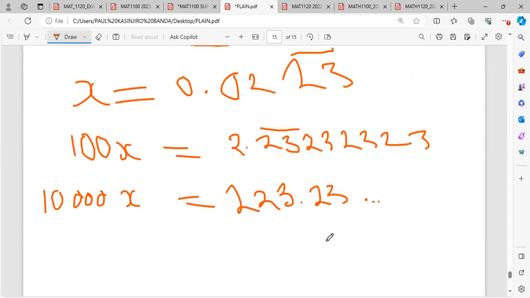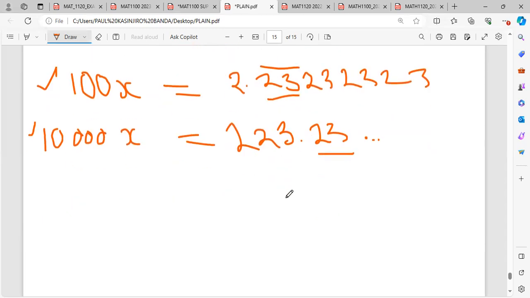So why are we doing all this? The point is that the number that you get here and the number that you get here, when you subtract them, the numbers after the decimal places should give you 0. That's the point. That's why we made sure here after the decimal point we have the ones that are repeating. Even here after the decimal point you have the ones that are repeating.